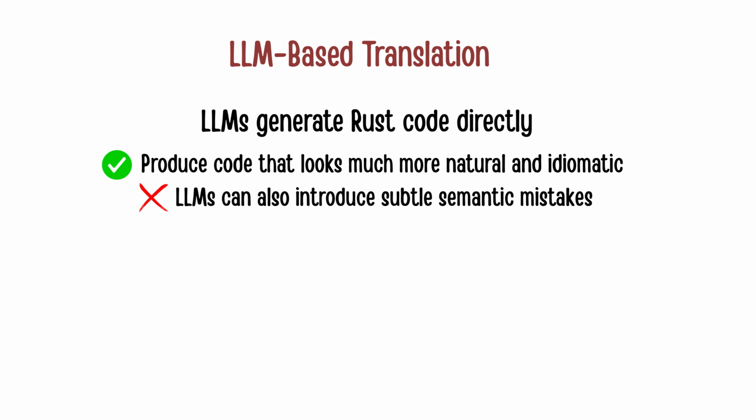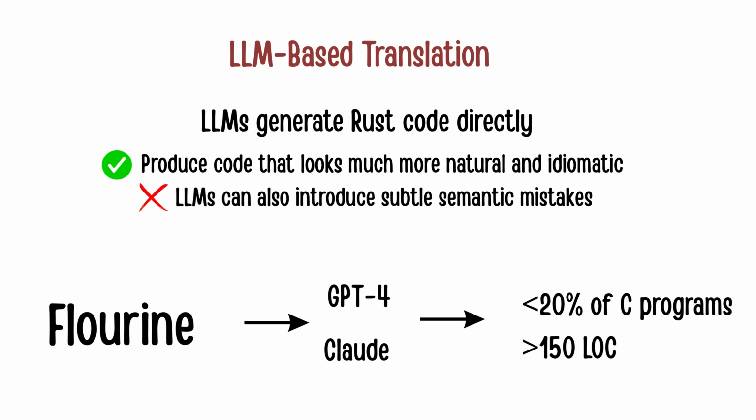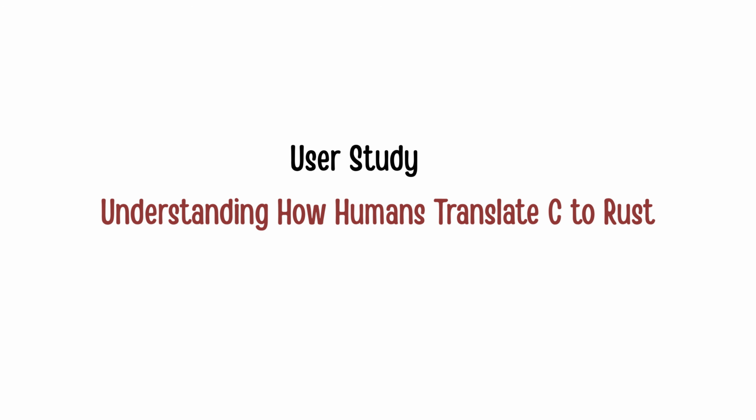One of the latest systems, called Flourine, shows this limitation clearly. Even with powerful models like GPT-4 and Claude, it successfully translates fewer than 20% of C programs larger than around 150 lines of code. So, despite impressive progress, today's automatic translators still struggle with relatively small real-world programs. Now that we understand why C to Rust translation is difficult and why existing automatic tools struggle, let's move on to the heart of this paper, the user study.